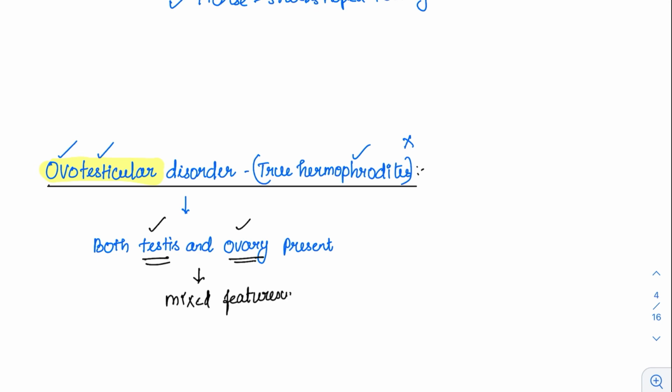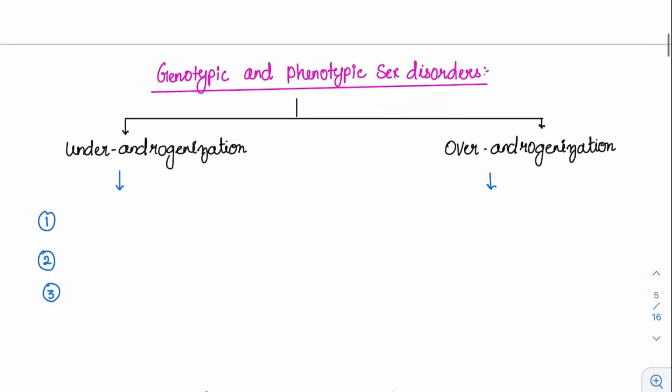So these are the examples of disorders of sexual development with respect to chromosomal abnormalities. Now coming to the genotypic and phenotypic sexual disorders. They depend upon the gonads present and the external features that are manifested. The two types of disorders are, one, underandrogenization. There is a reduction in androgen, because androgens are the ones determining the formation of the male sexual characters. By default it can go to the female sexual features.